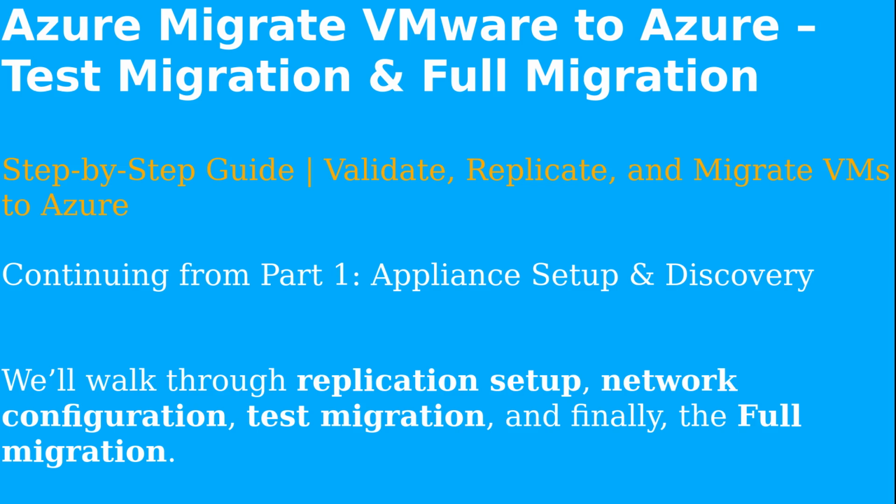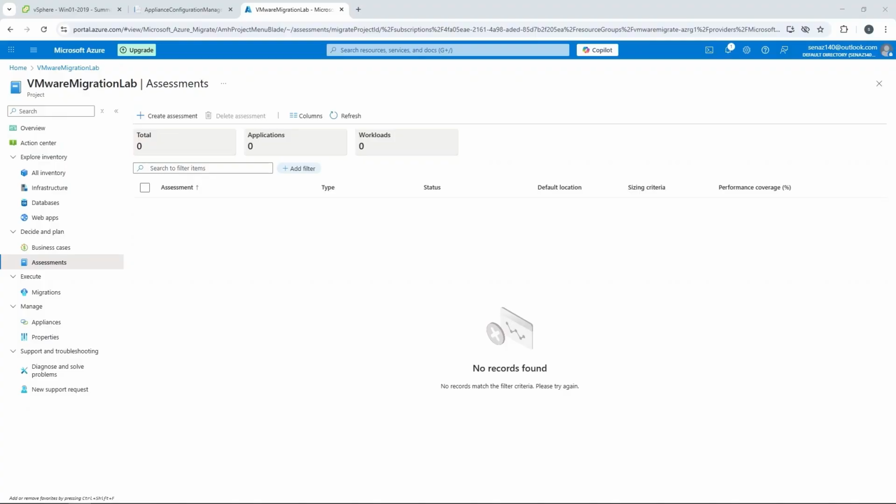Welcome to part 2 of our Azure Migrate VMware series. In this video, we will continue from where we left off. Our appliance is set up, discovery is complete, and now it's time to perform test migration and full migration of an on-premises VM to Azure. Let's begin with the assessment phase.